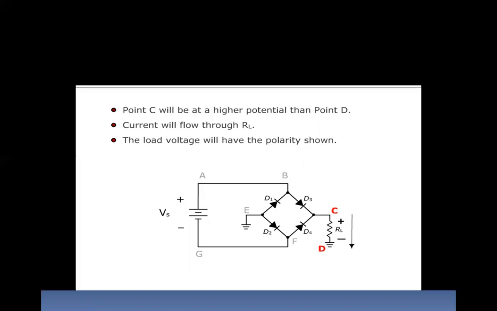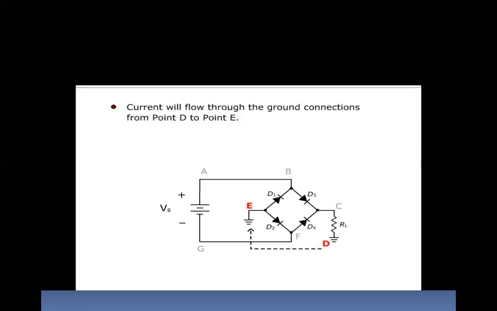So point C will be at a higher potential than the point D. Current will flow through the load resistance. The load voltage will have the same polarity. If you observe the load voltage, voltage is always across, in parallel to, the load resistance, and current is always measured in series with the load resistance. Then current will flow through the ground connections from point B to point E. Because point C is at higher potential and there is a current through the load resistance, the current will flow from point D to E. So it is flowing from point D to point E.